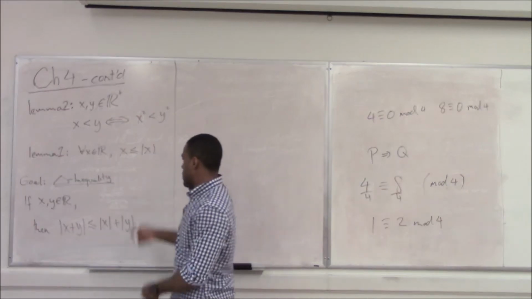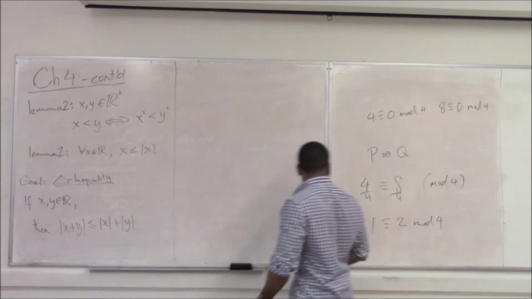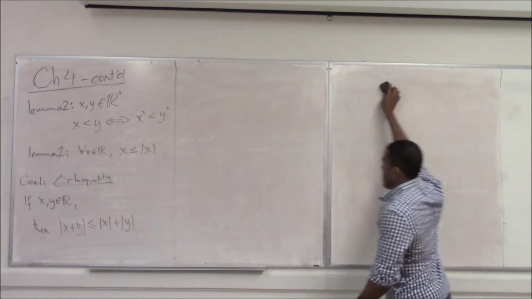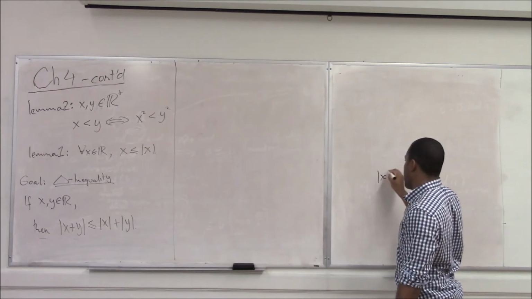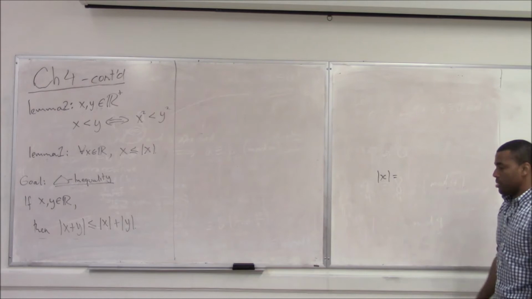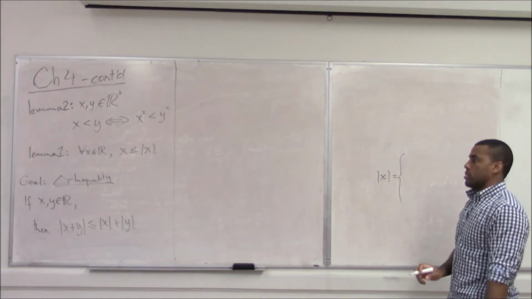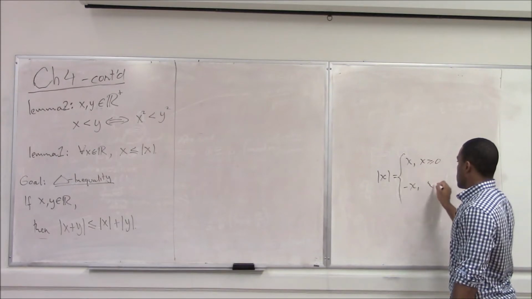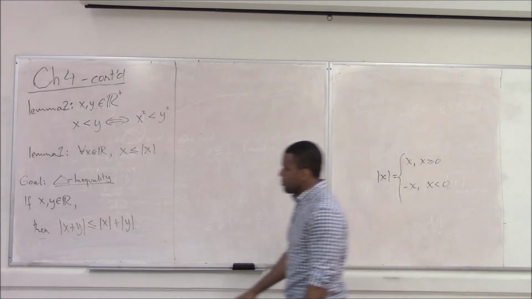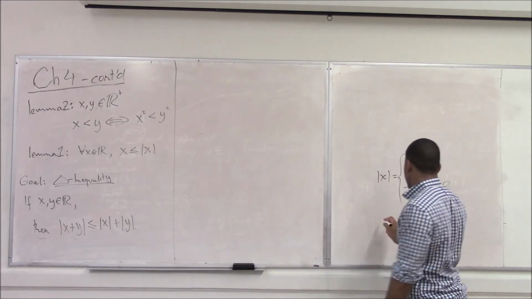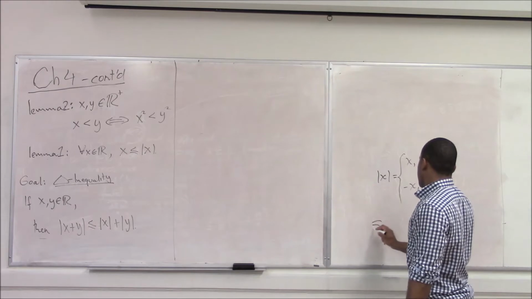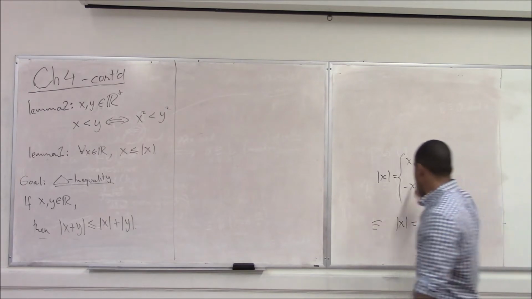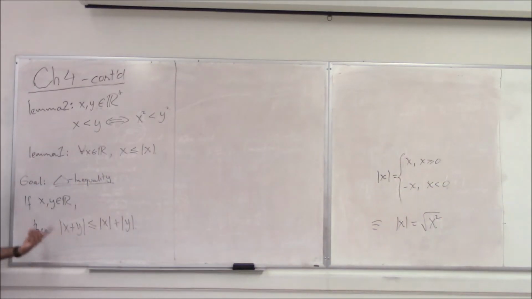Do you guys remember the definition of the absolute value? That's something you have to remember. At any given time, I can use this on a test, and you should know what it means. It's a piecewise function: the absolute value of x is equal to x if x is greater than or equal to 0, and negative x otherwise. That's something you should always keep in mind. You can actually prove that this is equivalent to saying the absolute value of x is the square root of x squared. But the goal here for now is to prove this one.